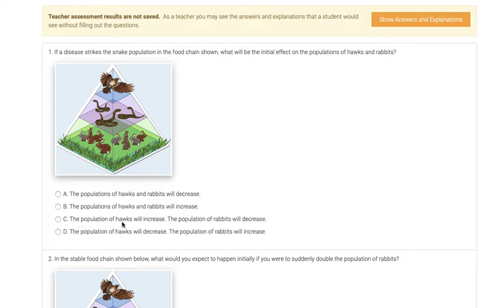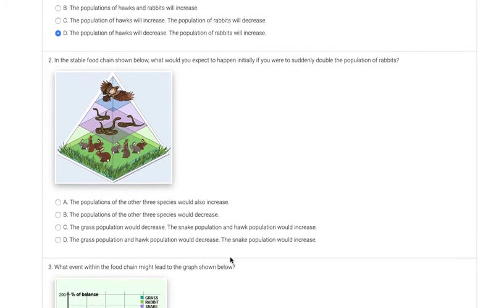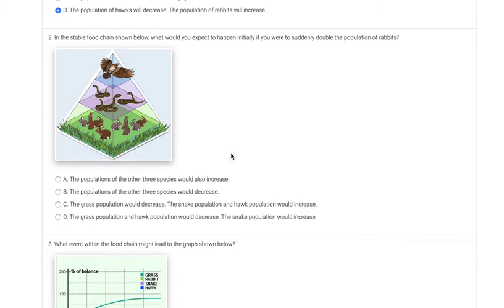The population of hawks will increase and the population of rabbits will decrease. No, well, both of those are switched, right? So that's not going to work. The population of hawks will decrease and the population of rabbits will increase. So you select D.